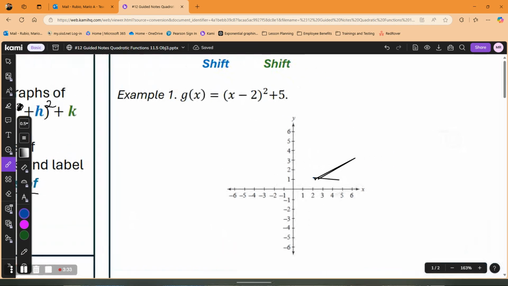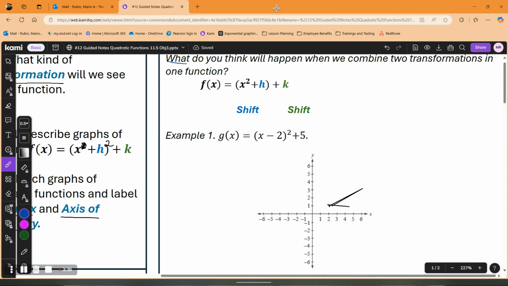Let's go up to, we're right here. What do you think will happen when we combine two transformations in one function? So what do we say? This makes you go left or right. And adding a number here outside of the parentheses either makes you go up or down. Okay, so up or down, left or right. So it's pretty simple.